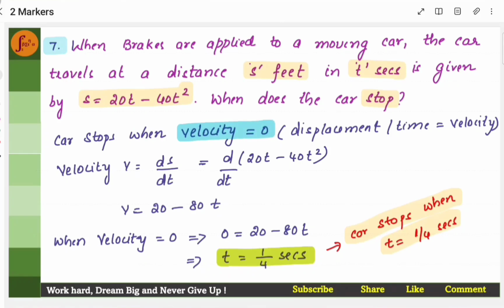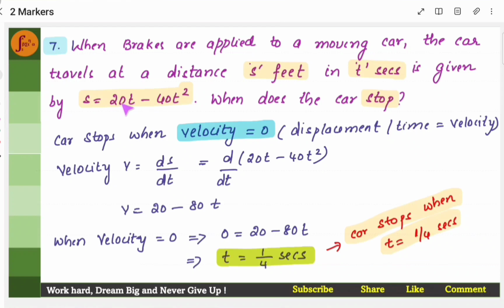Because velocity is displacement with respect to time. What is displacement? Displacement is change of position. Change of position with respect to time is velocity. Now the car stops, which means there is no change in position. It stops; there is no movement. So displacement is 0, and therefore velocity becomes 0. Velocity is ds by dt.